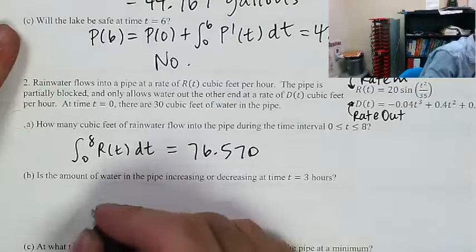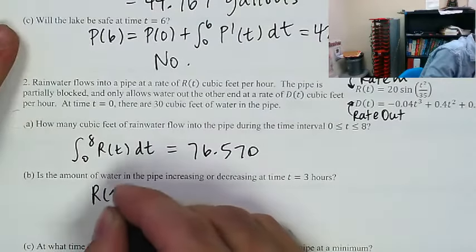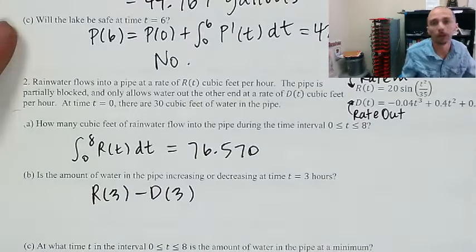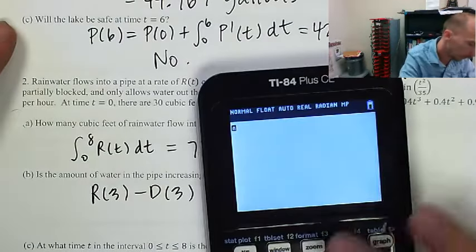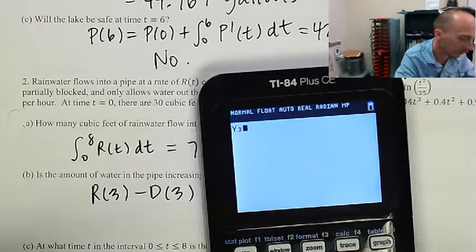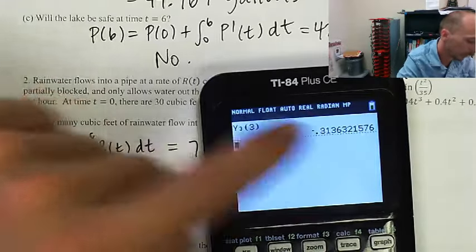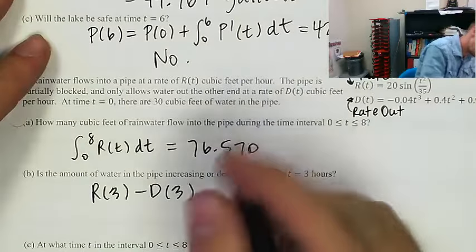R of 3 minus D of 3 is what I would get if I plugged 3 into Y3. So I'm going to call for Y3, which is the difference of R and D. I'm going to plug in time t equals 3, and I'm going to get negative 0.314.